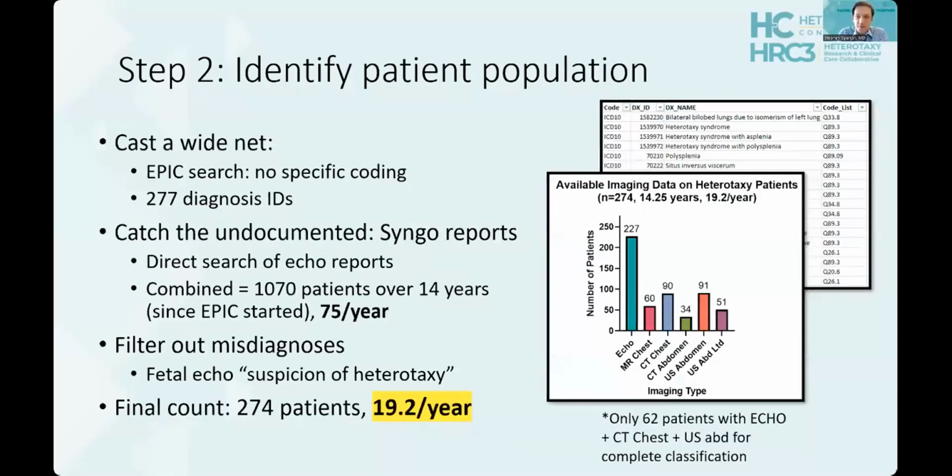The next and much harder step was to find our patients. There's a general sense that we had a lot of them out there, but there's no specific coding for heterotaxy syndrome in ICD-10. But there are about 277 different diagnosis IDs that I found attached to patients with heterotaxy syndrome just in the chart. And so I was able to combine a direct search of these IDs through Epic with a direct search of echo reports to cast a really broad net and try to catch every single heterotaxy patient I could find. And this pulled out a little over 1,000 patients, and then a manual curation and chart review of that list eliminated about 75% of them, and that left me with about 19 new heterotaxy diagnoses per year and a total population of around 274.